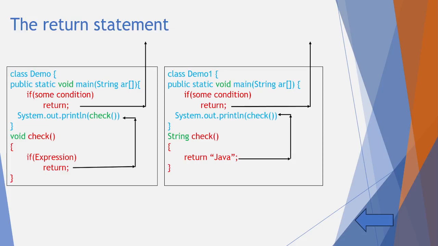Similarly, class demo 1, from the main method, if some condition is true, return, stop the program. Otherwise, look at this, String check, not void check. In class demo, it is void check. In class demo 1, it is String check, meaning a string is being returned. This concept I'll explain in user defined methods. So, a string is returned to the calling place. This is how we use the return statement. Let's see a program.